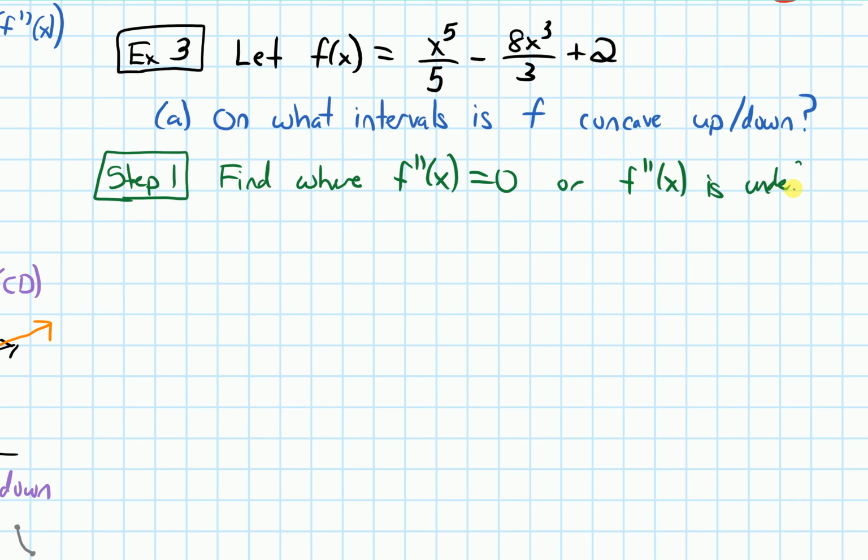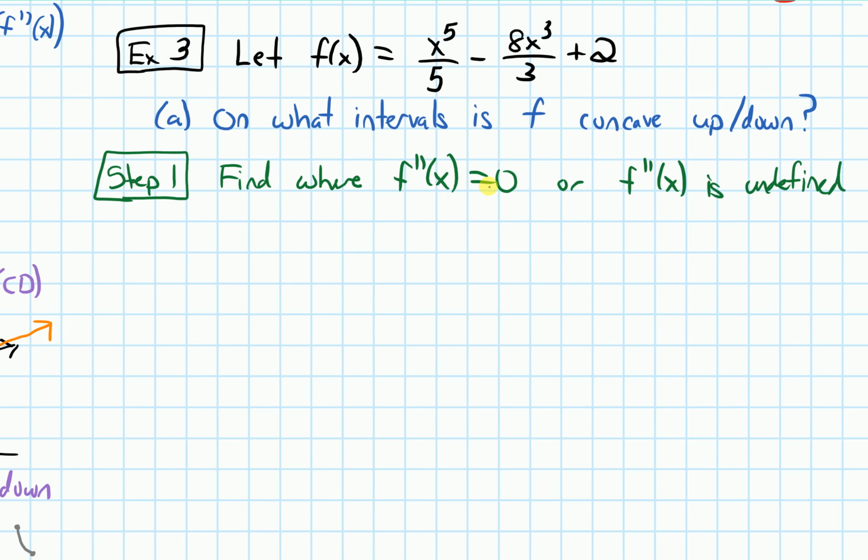And the reason we do that is those are the only possible points where the second derivative might change sign, from positive to negative, or negative to positive, is when the second derivative equals 0, or when it is undefined. Okay, so let's find the second derivative. So we had already done that, so let's just recall what it was.